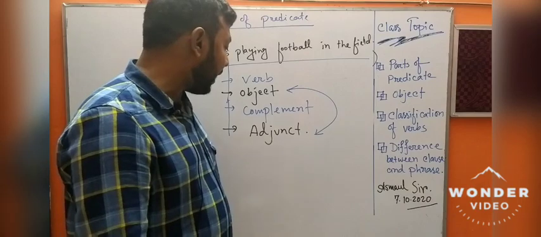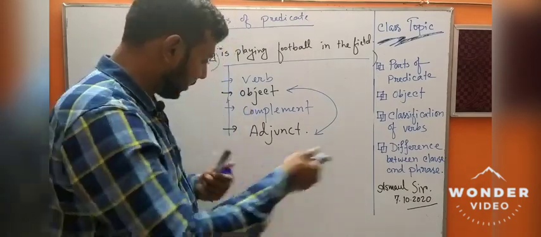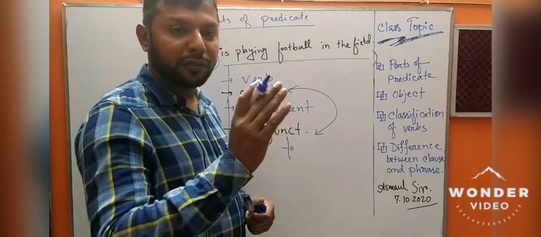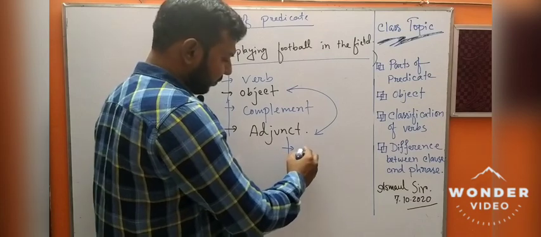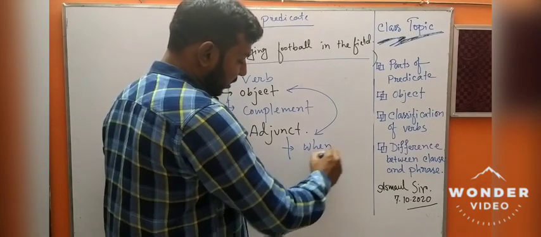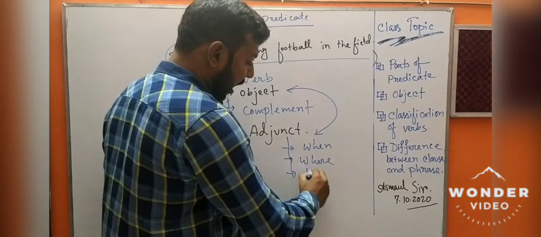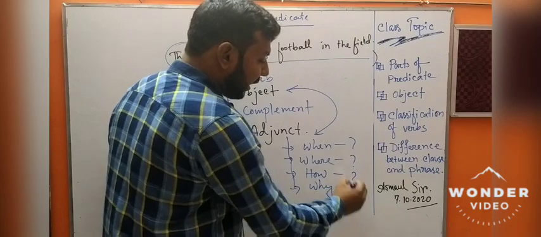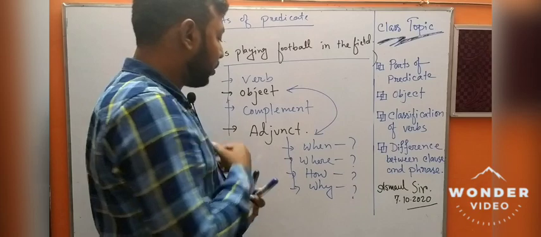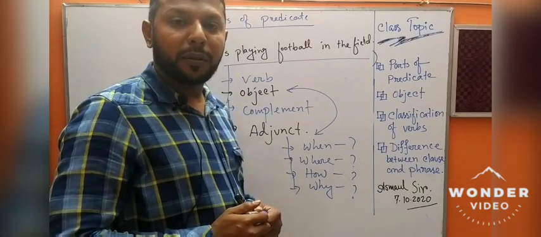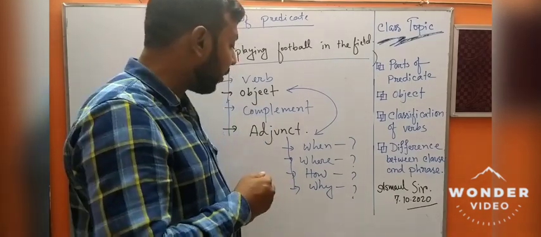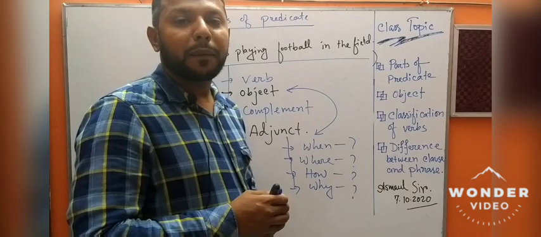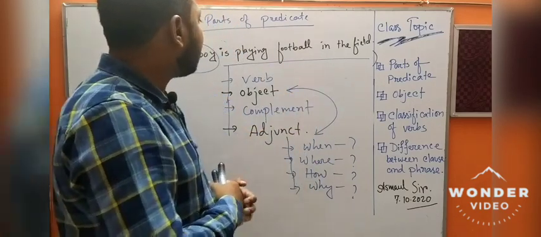Before saying about adjunct, let me clear what is adjunct. Adjunct tells about the verb in four sectors: how, when, where, why. Adjunct gives this information about the verb: when the verb takes place, where the verb takes place, how the verb works, and why the verb finishes the matters. And now here the word football.